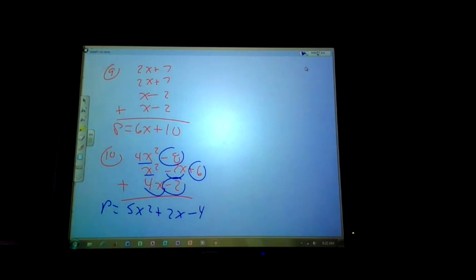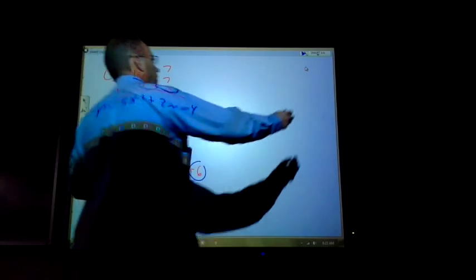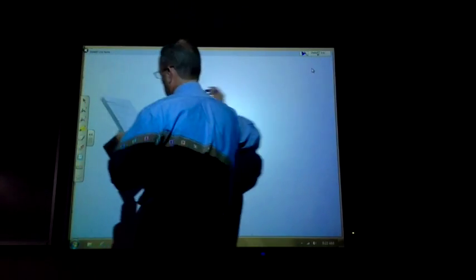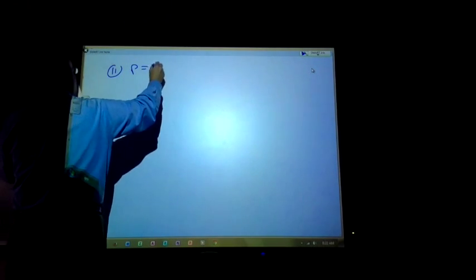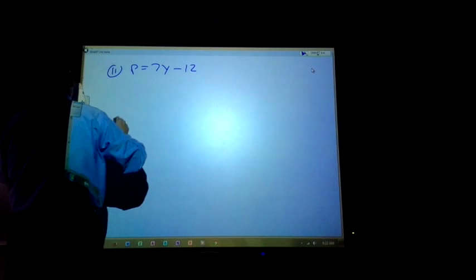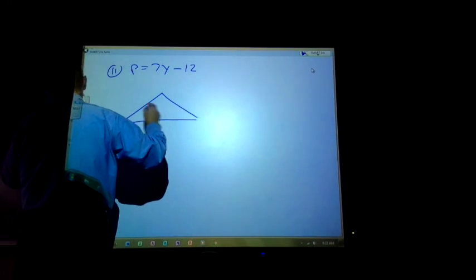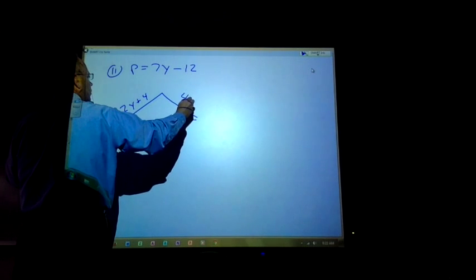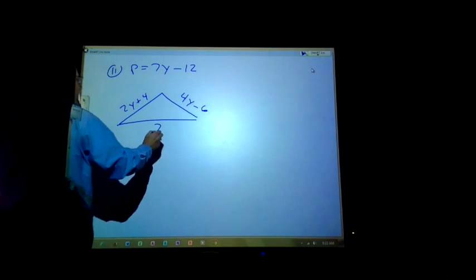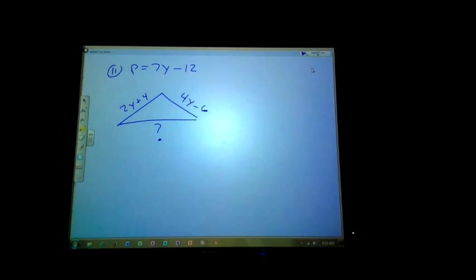Cool. Okay, so number 11, I'm going to draw out for us. They tell us on number 11 that the perimeter is this. And then we have, they want to find that third side. So how would you have gotten the perimeter of this triangle?